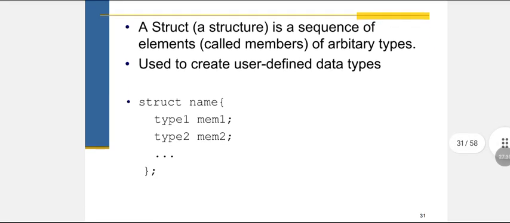You can see some examples over here. You have the struct name. Then in the struct, in that user-defined data type, we have our type 1, then the member 1. Then we have our type 2, then the member 2. Because it is inside the struct, we call it a member. Then we move on to another example.